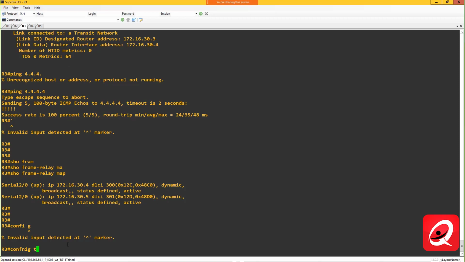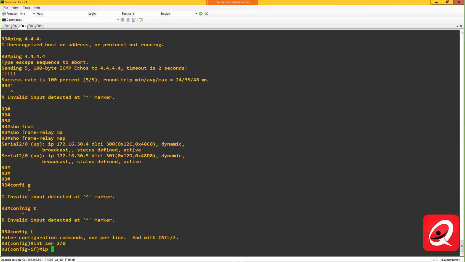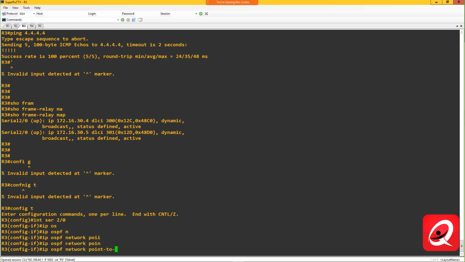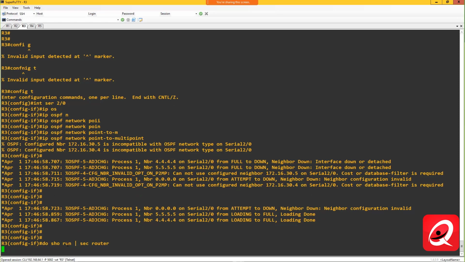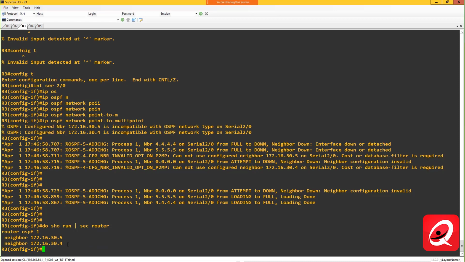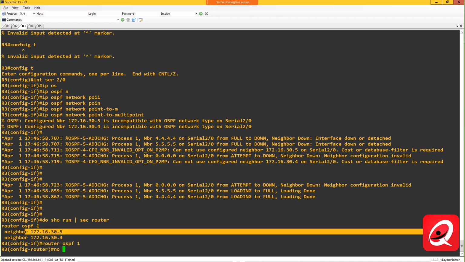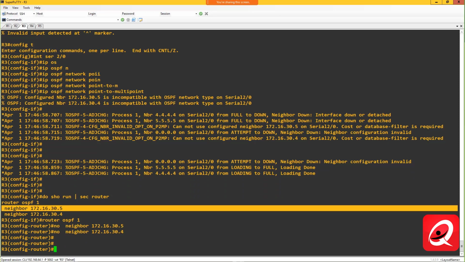I could go into config t, interface serial 2/0, and I could say ip ospf network point-to-multipoint. All right. In fact, let's go ahead and do a show run | section router. And let's take out our neighbor statements. All right. And we'll get rid of 4 as well. All right. And I've changed my network type.